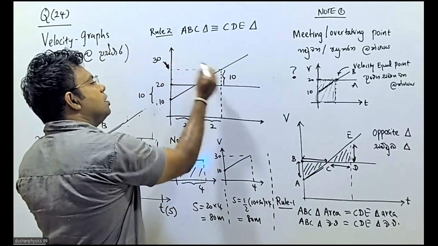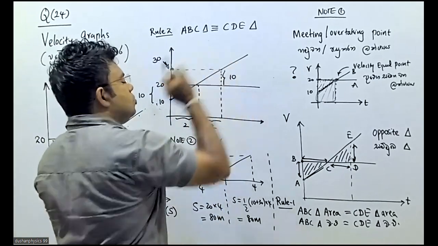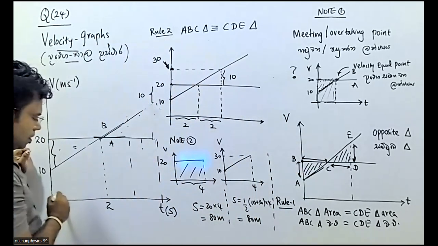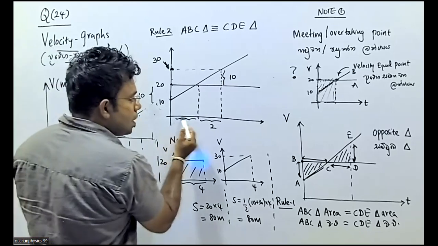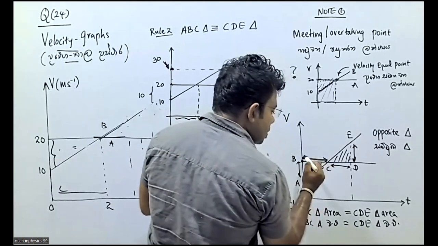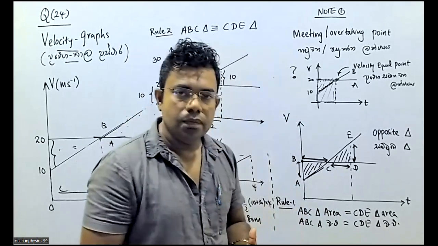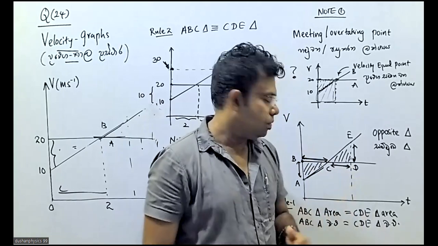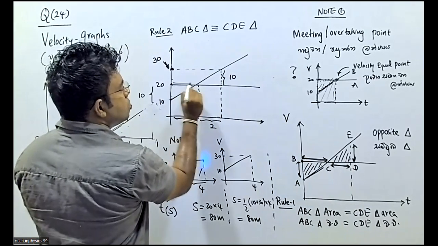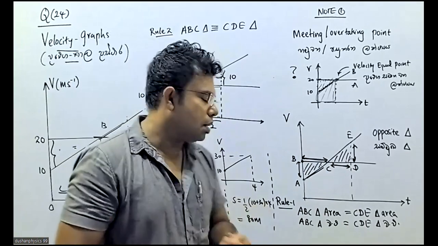In case they ask what the velocity at the meeting point is, this value should be 30. Why? Because this is 10, this one should be 10. At the same time, if you go to the timeline, they have given this particular time as 2. If this particular time is 2, obviously this particular time should be 2. Why? Because in congruent triangles, the relevant legs are equal to each other. That's why I have written this length as 2. Obviously this should be 2. The question is finished.